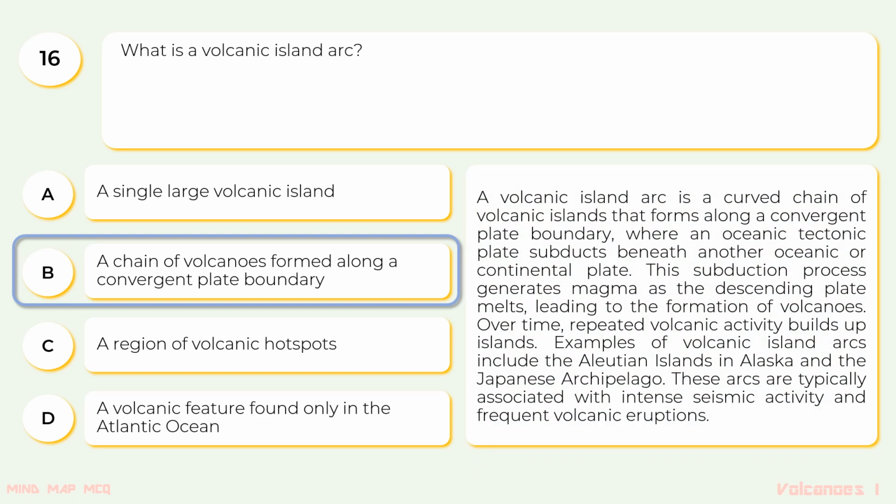A volcanic island arc is a curved chain of volcanic islands that forms along a convergent plate boundary where an oceanic tectonic plate subducts beneath another oceanic or continental plate. This subduction process generates magma as the descending plate melts, leading to the formation of volcanoes. Over time, repeated volcanic activity builds up islands. Examples of volcanic island arcs include the Aleutian Islands in Alaska and the Japanese archipelago. These arcs are typically associated with intense seismic activity and frequent volcanic eruptions.